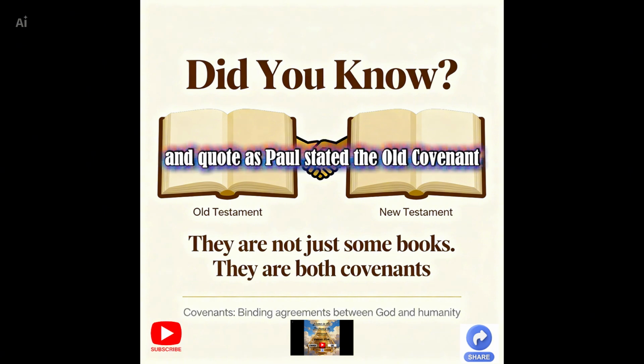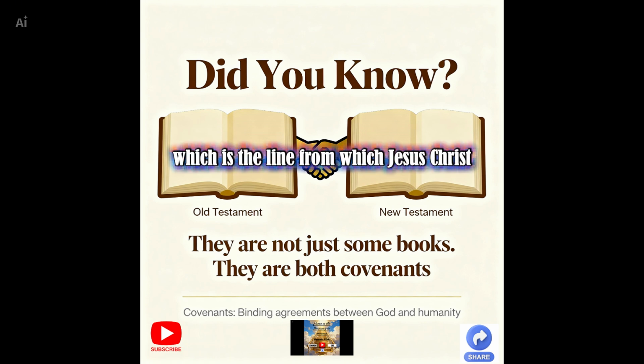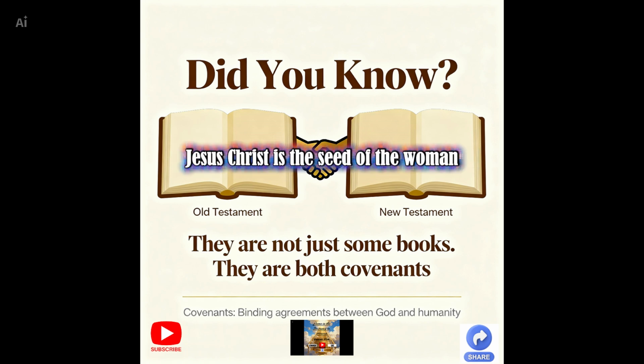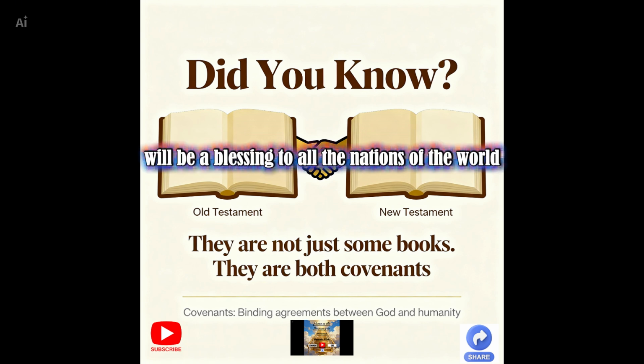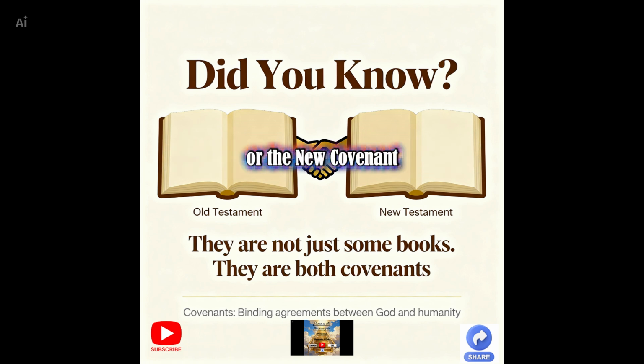End quote. As Paul stated, the Old Covenant, known as the Old Testament, was made with the children of Israel to preserve the Jewish line, which is the line from which Jesus Christ the Messiah would come. Jesus Christ is the seed of the woman that God promised to the world in Genesis chapter 3, and also the seed of Abraham, which God promised will be a blessing to all the nations of the world. I will now move on to the New Testament, or the New Covenant.